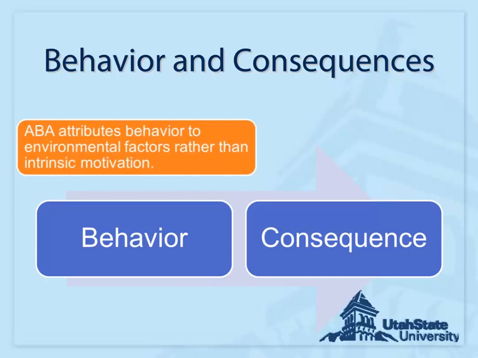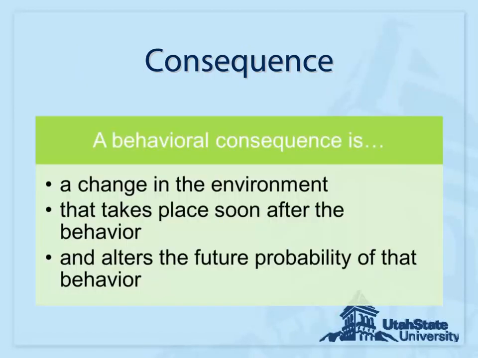Part of what this means is that the consequences that follow a behavior are what keeps that behavior going. A consequence is a change in the environment that takes place soon after the behavior occurs and alters the future probability of that behavior. That last part is critically important. Many things may happen shortly after a behavior occurs. It is only considered a consequence if the future probability of the behavior occurring changes as a result.